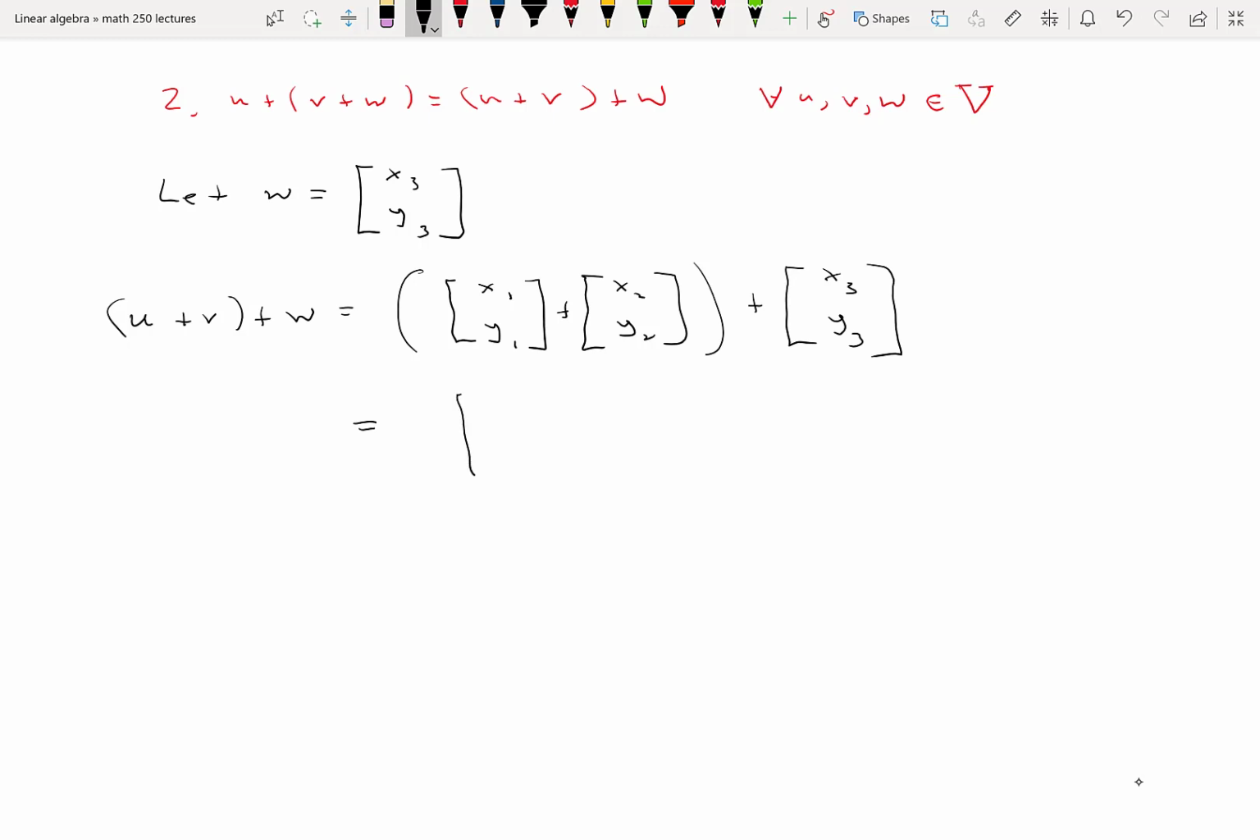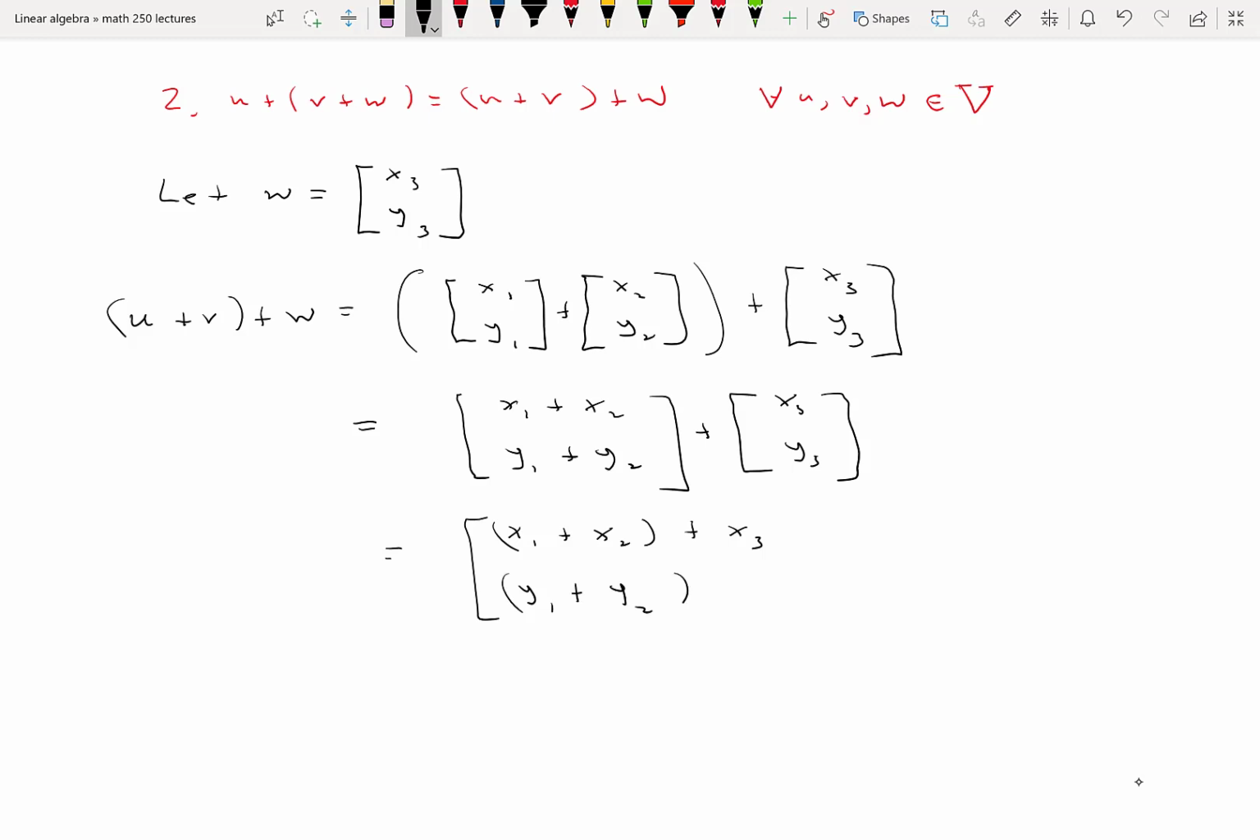We have the ordinary addition. So this is x1 plus x2, y1 plus y2. So that is the result of u plus v. And then we tack on x3, y3. Now we're adding two matrices together: x1 plus x2 plus x3, y1 plus y2 plus y3. Now, I need to somehow force this to equal u plus the quantity v plus w.